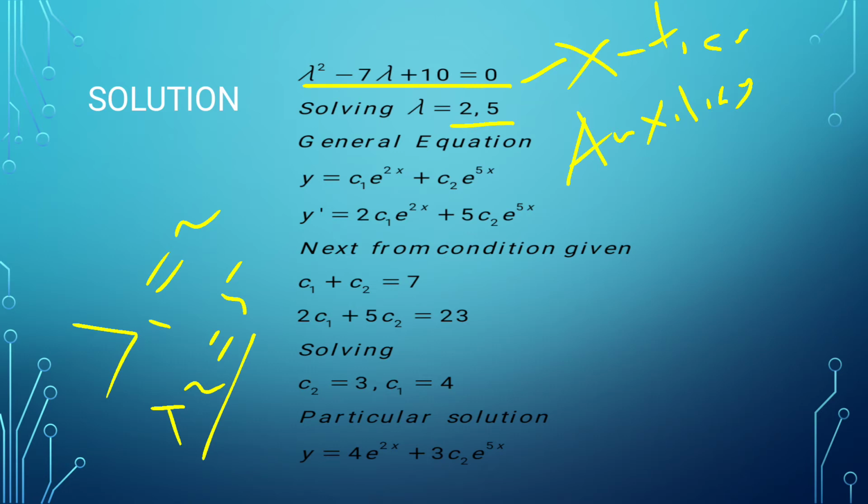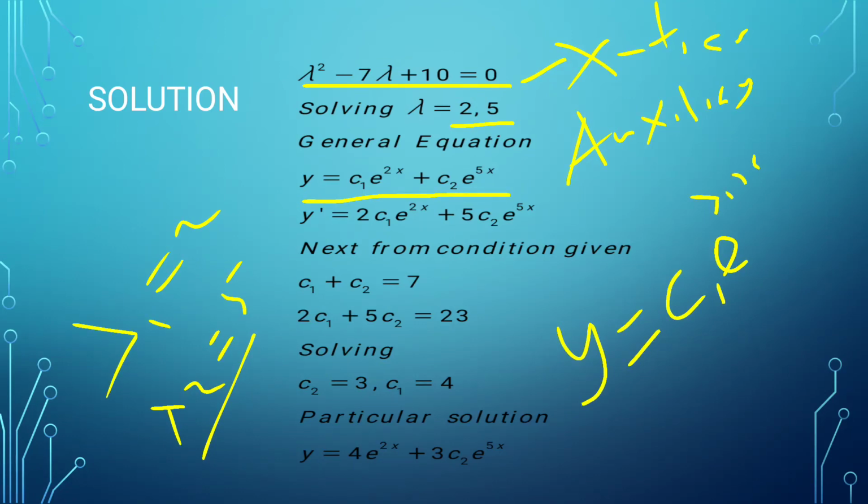The general solution for two distinct roots is given by this, where C1 is the first constant and C2 is the second constant. Then we substitute the lambda values there. The first root is 2 and the second root is 5. So the general solution should be y equal to C1 e to the power lambda 1 x plus C2 e to the power lambda 2 x. If you substitute them, you'll find this is the answer.